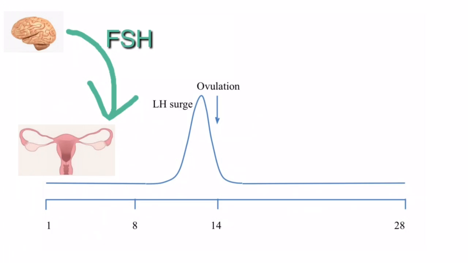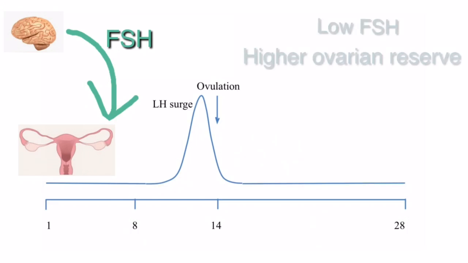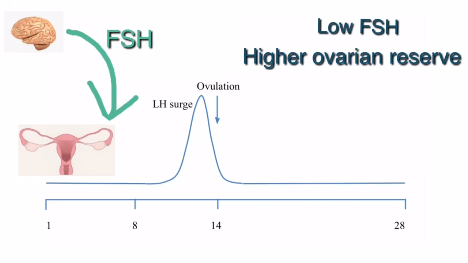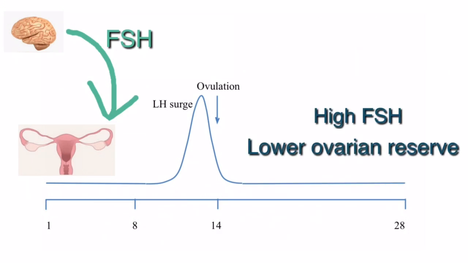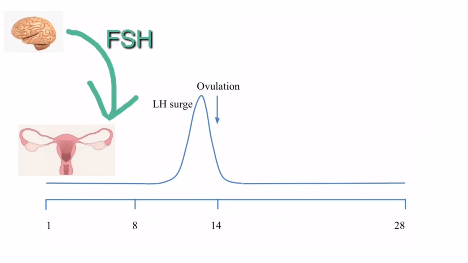By looking at the FSH at the beginning of the cycle, we can determine how hard the brain has to work to stimulate the ovary. We don't want the brain to be working too hard to stimulate the ovary, and therefore we want the FSH to be low. If the FSH is high, usually above 10 to 12, that tells us the brain is working too hard and ultimately reflects a lower ovarian reserve.